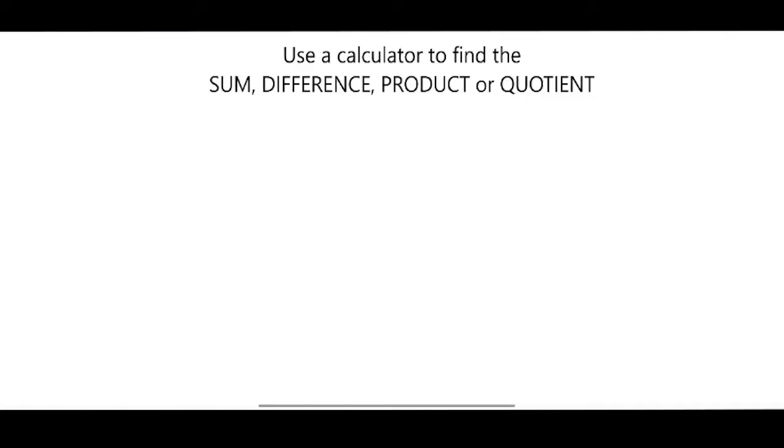Hey guys, today we're going to use a calculator to find the sum, difference, product, or quotient. You may recognize these words, but just so you know, the sum is what happens when you add. The difference is what happens when you subtract. The product is what happens when you multiply, and the quotient is what happens when you divide. So don't let the big words trip you up.